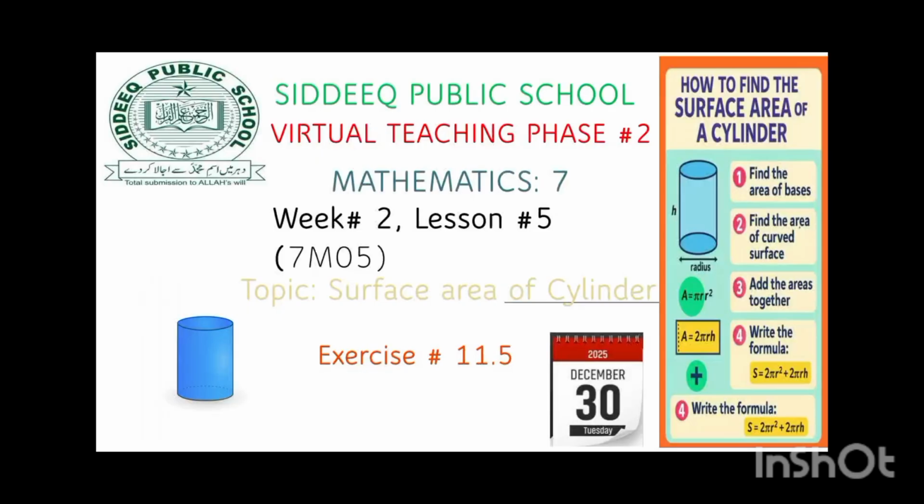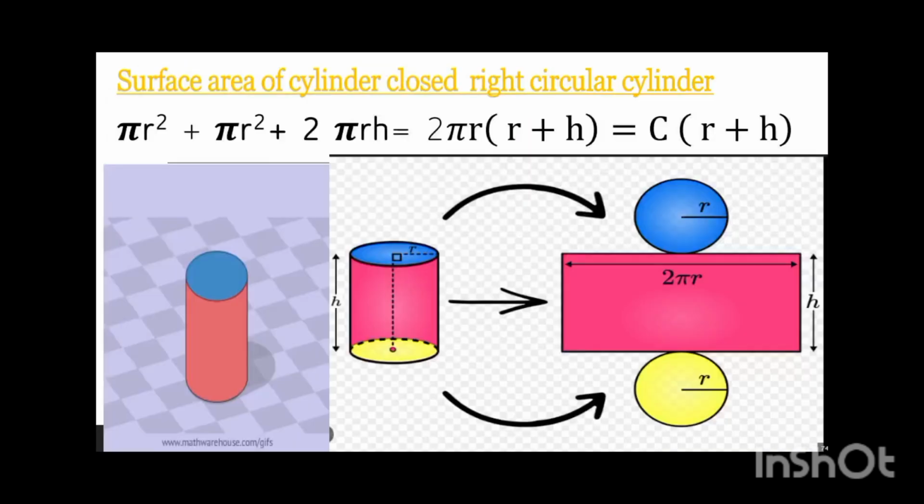So today our topic is surface area of cylinder. We are going to find the surface area of a closed right circular cylinder. So pi r square plus pi r square plus 2 pi r h, that means 2 pi r (r plus h). Okay, so now that's equal to circumference times (r plus h). Now, pi r square plus pi r square.